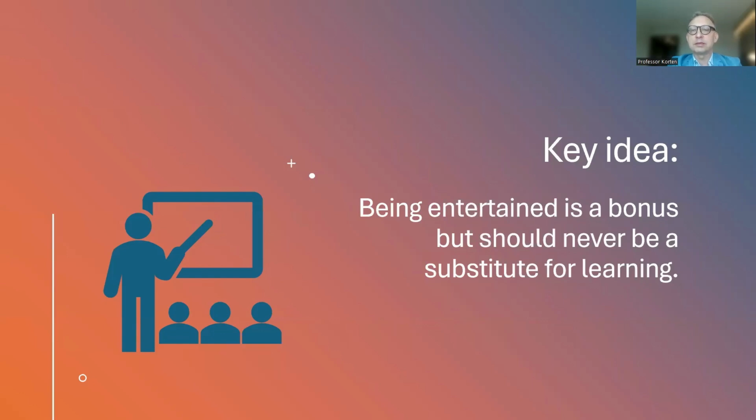Now, I want to talk about this. What's the benefit? Well, no, sorry, wrong idea. Here's the key idea. I'm not talking about entertainment yet. We're not talking about new apps, new technology, AI. That's going to come a bit later. But here's the key idea I want you to leave today with. There are a few key ideas. This is one of them. Being entertained is a bonus, but should never be a substitute for learning. And it should never be a cover for your lack of preparation or for learning.